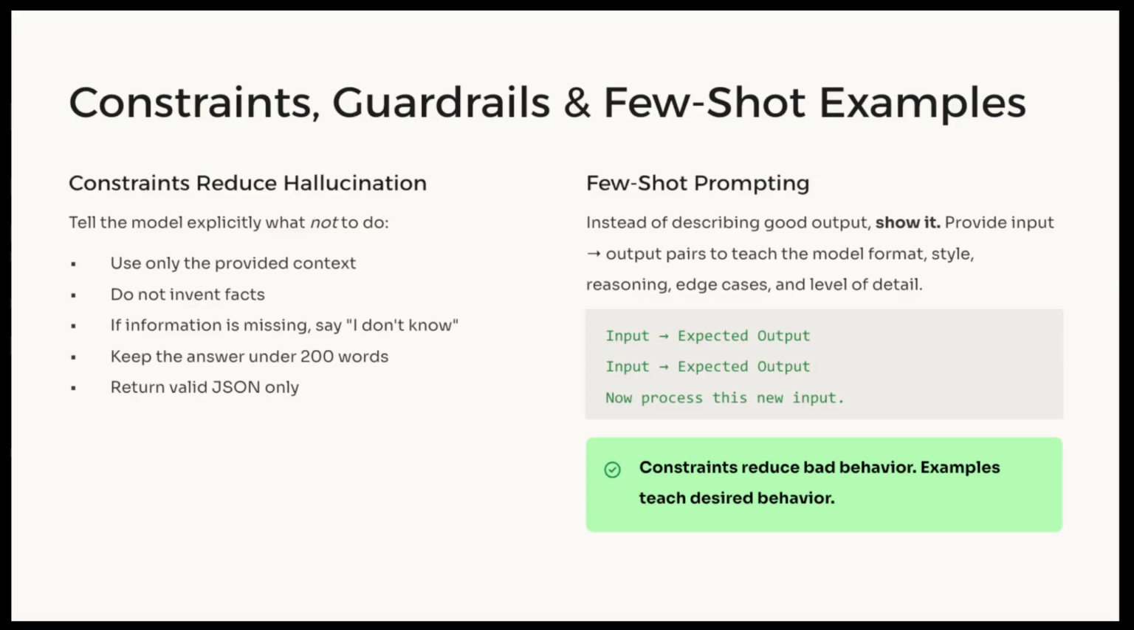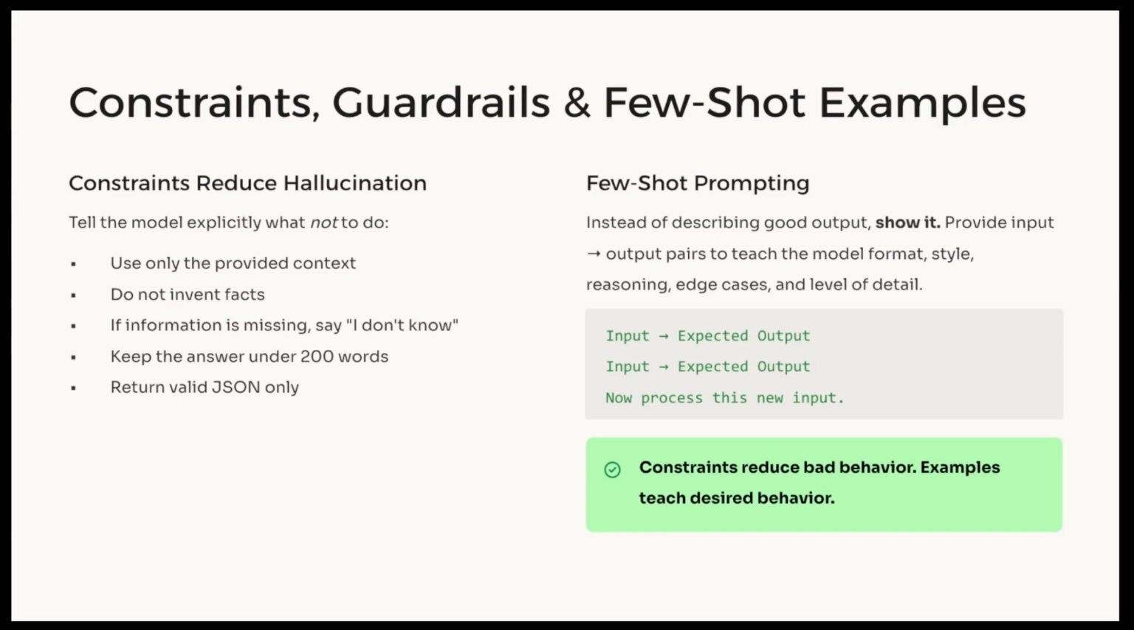Few-shot prompting is another useful technique. It means giving examples. Input, then expected output. Input, then expected output. Then ask the model to process a new input. Examples teach the model the expected format, style, reasoning pattern, edge cases, and level of detail. Instead of only describing what good output looks like, we show the model what good output looks like. The key idea is this: constraints reduce bad behavior. Examples teach desired behavior.